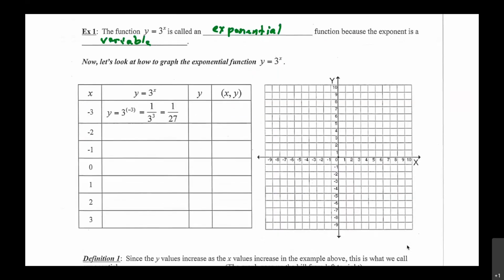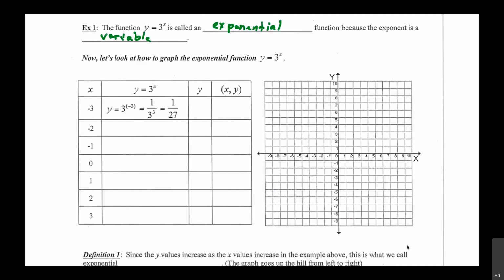All right, for your first few here, we're going to actually evaluate some things. We're just going to plug some numbers in. If you notice what they did on the first one, they took -3 and plugged it in for x. They put it in as the exponent and then got an answer from there.